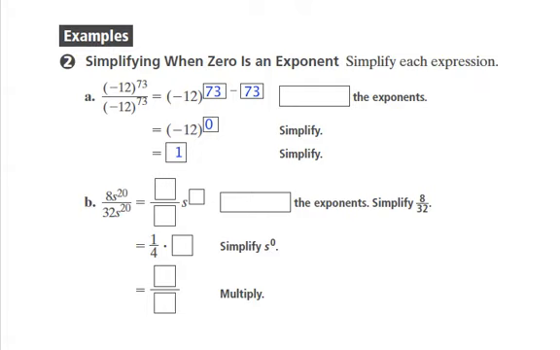On example 2b, we have 8s to the 20th divided by 32s to the 20th. We can split this problem apart a little bit, and we can have 8 over 32 and then s to the 0 power. Well, 8 over 32 simplifies to 1/4, and s to the 0 power simplifies to 1. So we end up with an answer of 1/4.